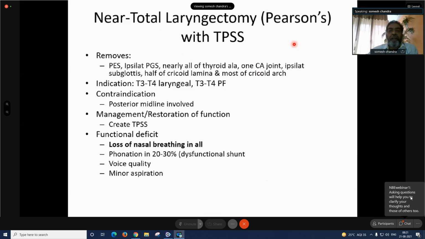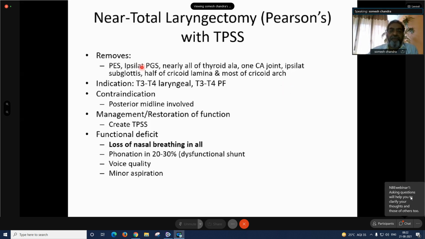We come to near total laryngectomy, which Dr. Somesh was alluding to. This is not truly considered a voice preserving laryngectomy because nasal breathing is lost in all of these. The reason for that is that at least half of the cricoid lamina and most of the cricoid arch is removed. So once you remove that, you have severely narrowed the subglottis, and the passage is not adequate enough to provide a tracheopharyngeal airway and permit nasal breathing.